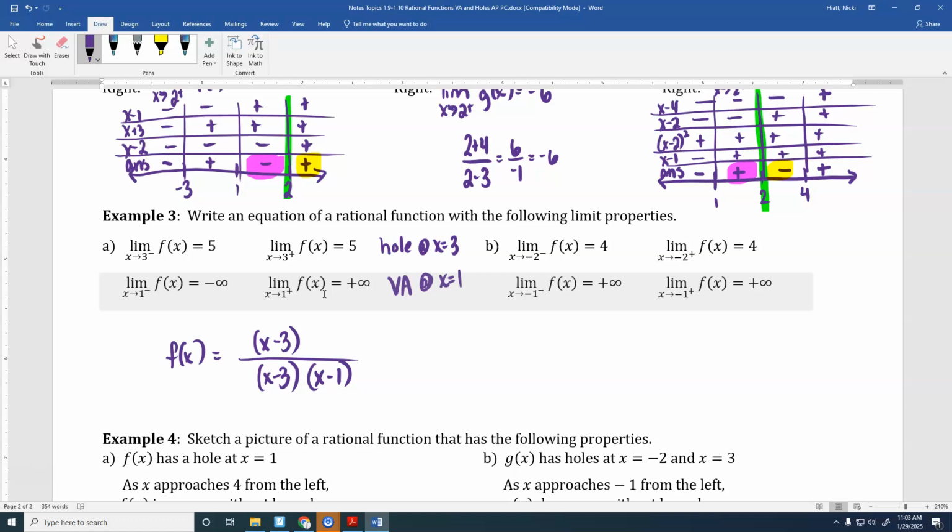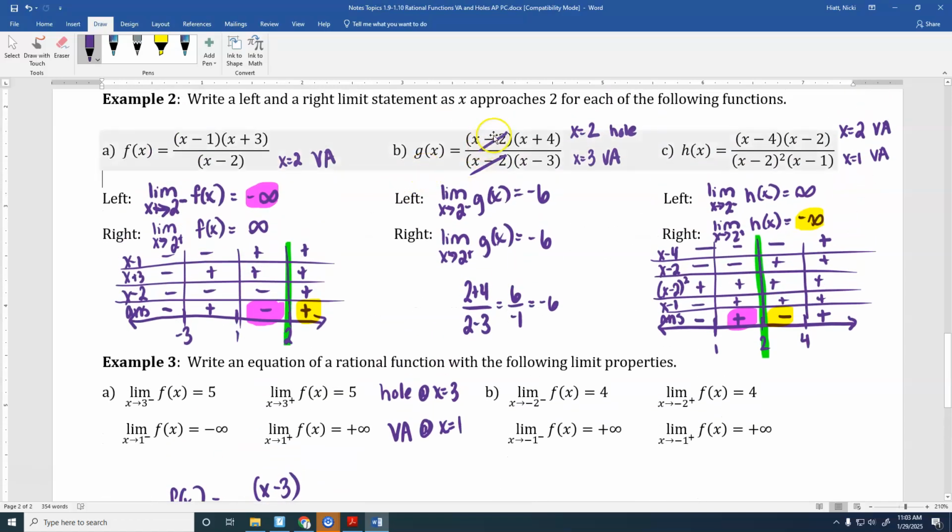Okay, so you got a couple things you have to think about. You have to think about if your vertical asymptote would go in the negative or positive direction here. You also need to get a 5 whenever you're looking at the hole. So whenever we did the hole up here, I canceled out my x minus 3's and I plugged the number into what was left, right?